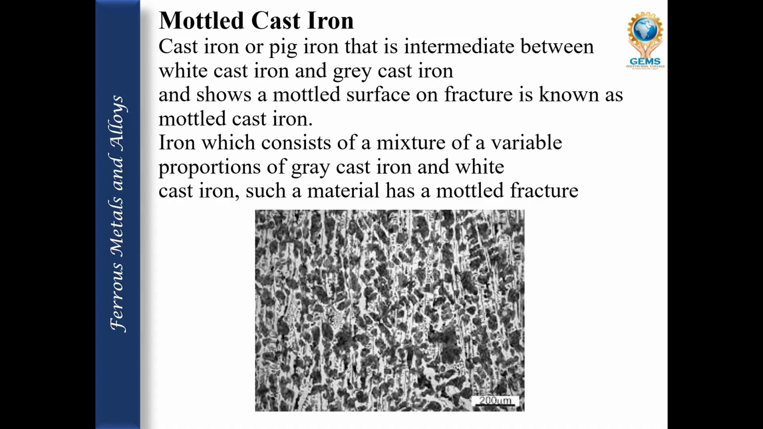The iron, which consists of a mixture of variable proportions of grey cast iron and white cast iron, shows a mottled fracture. Basically these materials will have fractures and show a mottled surface. So that is called mottled cast iron. Basically it is a cast iron or pig iron that is intermediate between grey and white cast iron.